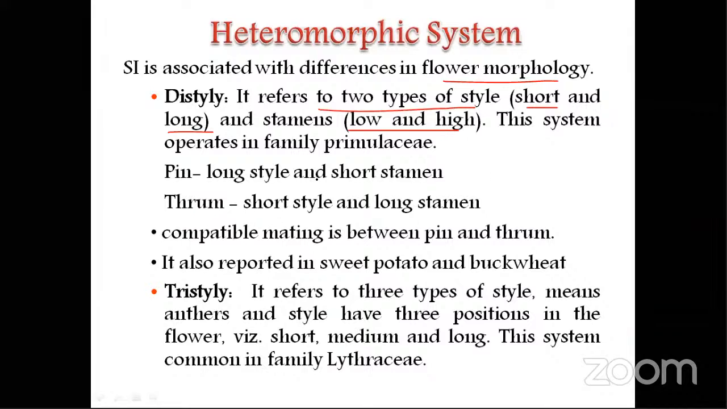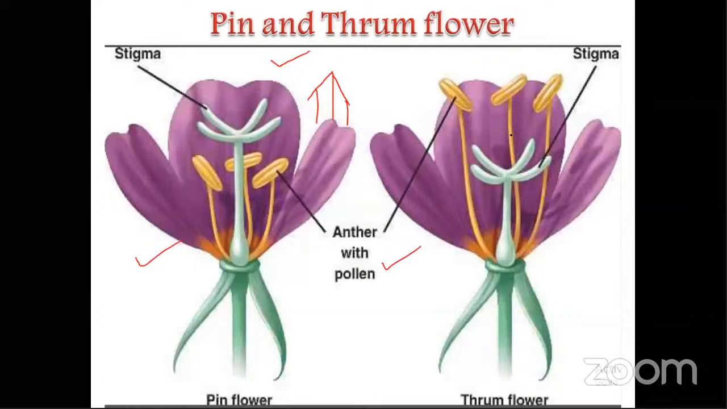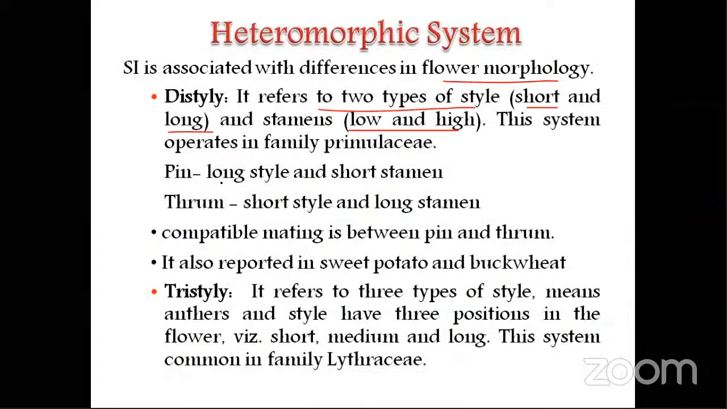Okay, so here the pin and thumb flower is done. This one is the pin flower, where you can find long style and short stamen, and thumb flower, you can find short style and long stamen. Okay, here the only compatible mating is between pin and thumb flower. Means we can only cross the pin and thumb, then only we can get successful F1s. Otherwise, if you cross pin and pin, you will not get anything. Thumb and thumb you cross, you will not get anything.